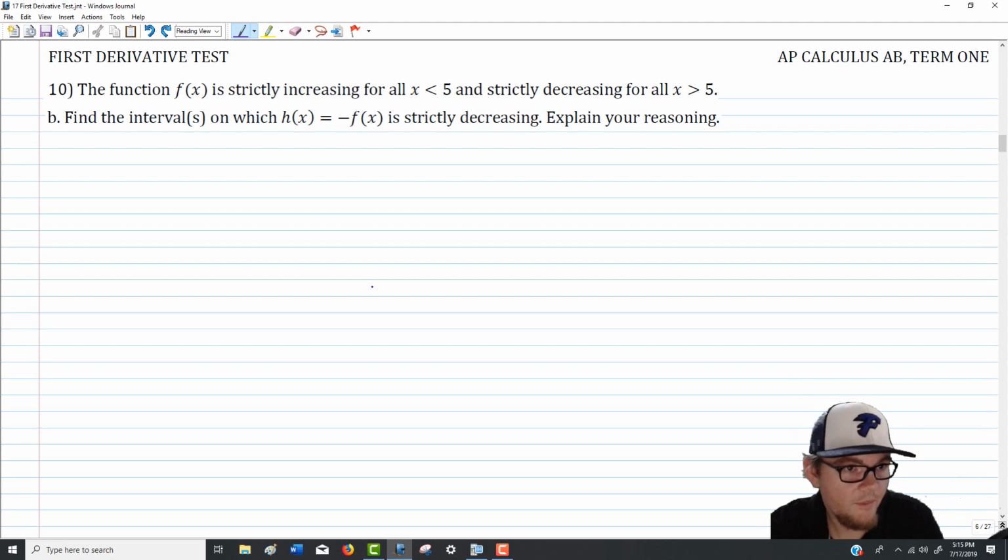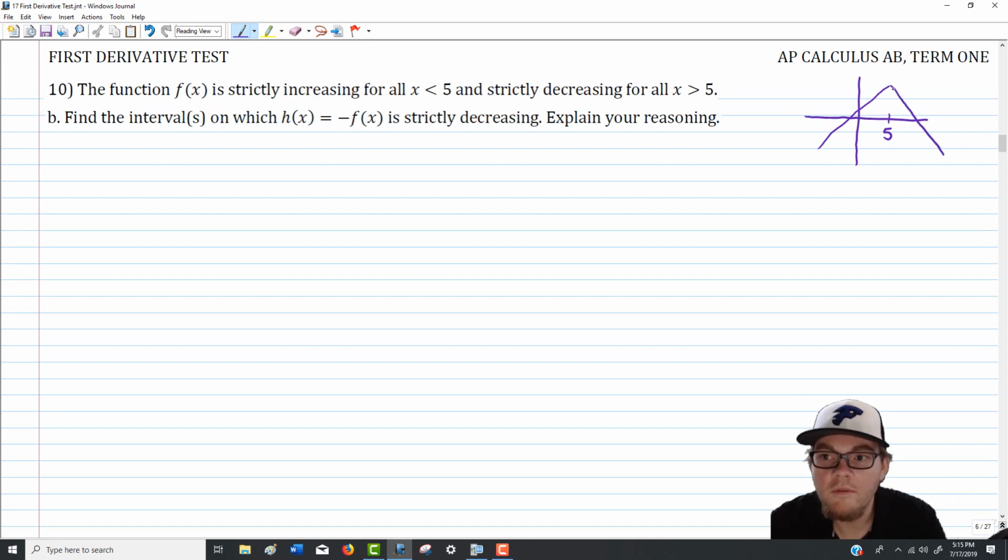So first of all, what does our problem say? It says the function f of x is strictly increasing for x less than 5 and strictly decreasing for all x greater than 5. So right off the top, what I'm going to do first is just draw a picture for this. And again, some people would disagree, but all we know about f is that it's got to be increasing when x is smaller than 5, and then decreasing when x is larger than 5. So in a sense, that's what I know is happening here.